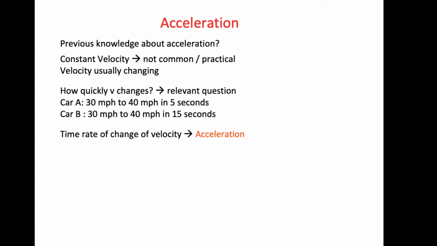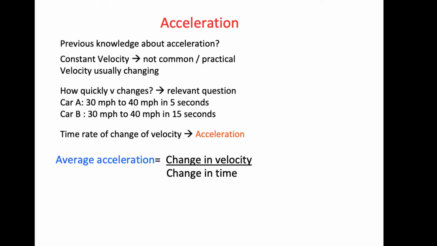Because it's a rate, we can write its formula in words as: average acceleration is the ratio of change in velocity over change in time. Symbolically, we can write it like this: a_av, where the av subscript tells us that it is average, equals delta v over delta t.